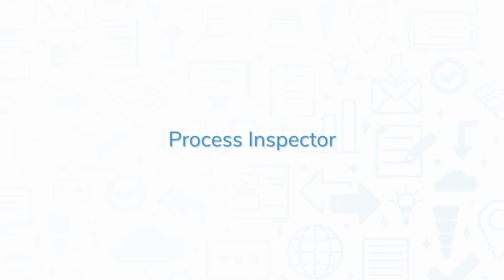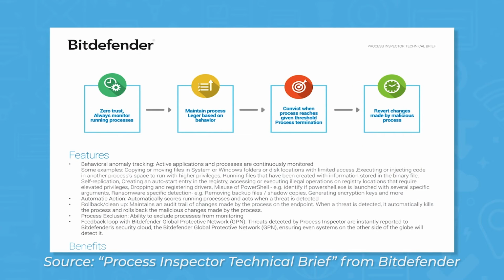For detecting and preventing lateral threat attacks, Bitdefender comes with a Process Inspector feature. The Process Inspector works in zero trust mode, scanning your operating system's processes for unusual or suspicious behavior. When Bitdefender does find unusual processes being performed, it terminates or reverses the processes to keep the attacker from deploying malware or gaining further access to your system.